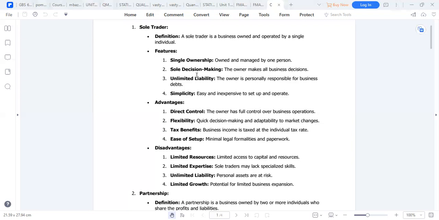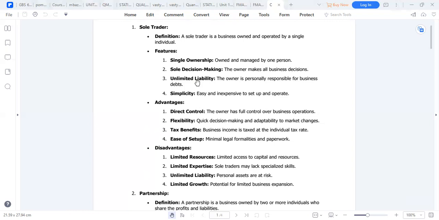The advantage is that there's direct control, the owner has full control over the business, and there's flexibility in decision making, so you can adapt to changes in the market. There's no rigidity. For tax, you only pay one kind of tax, which is called the income tax. Then it's easy to set up. The disadvantages: you have limited resources, which are tied to an individual's pockets and a few friends, and limited expertise, because you may be an accountant but not have engineering skills. So they are limited to an individual's expertise.